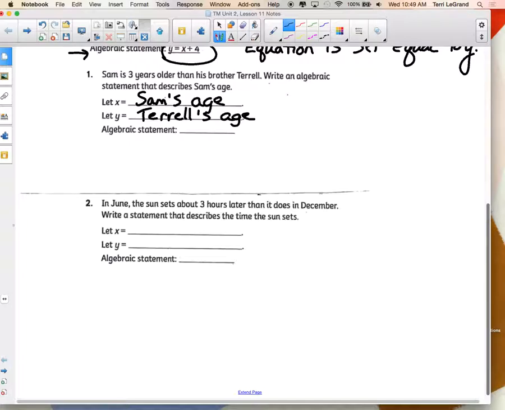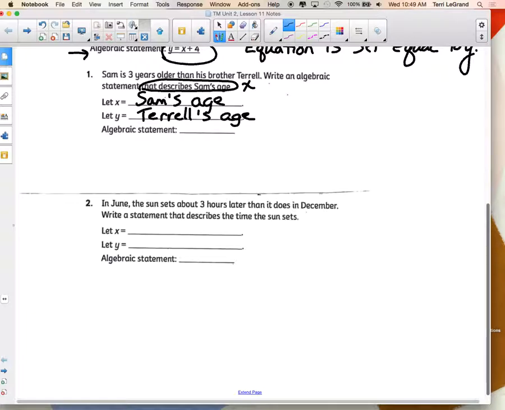Now, notice they didn't ask us to find out how old they are, did they? What did they ask us to do? Write an algebraic statement that describes, let's circle this, that describes Sam's age. What variable did we call Sam's age? X. Okay, so that one's X.